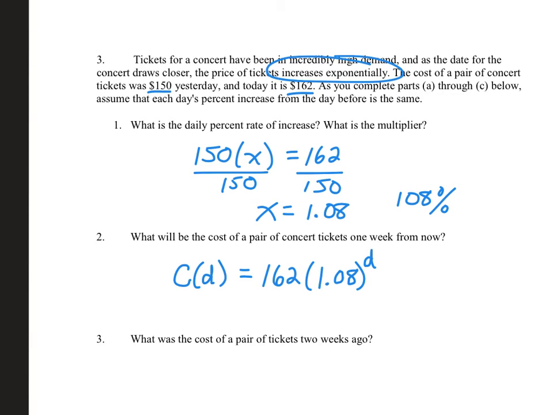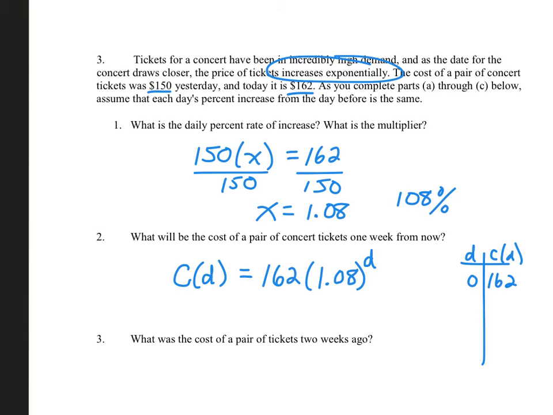So if I put a 0 in for days, that would be right now today. And 1.08 to the 0 is 1, and 1 times 162 is 162. So that would be the cost today. Could even make a little table for that. Days and cost is a function of days, 0, 162.